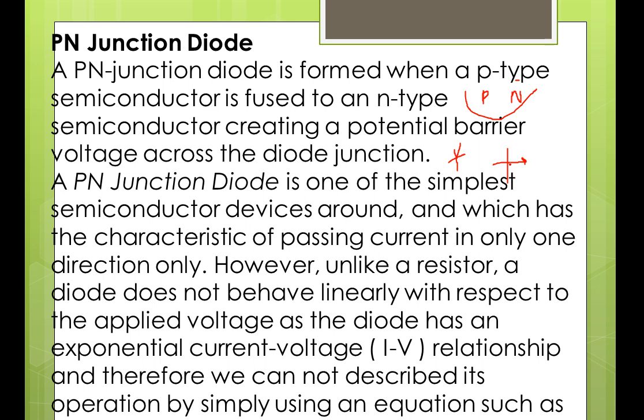Because the current equation is I equal to I naught into e power V by eta Vt minus 1, where I naught is the reverse saturation current. So the voltage and current relationship of the PN diode is exponential in nature, unlike the resistor, which has a linear voltage-current relation.